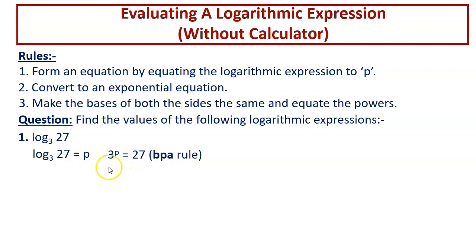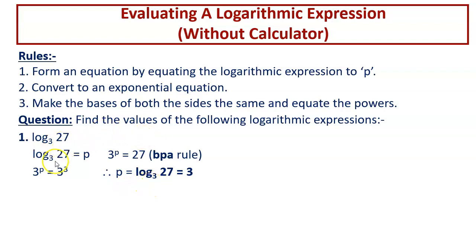Okay. And next what we do? Make the bases of both the sides the same and equate the powers. So we have to write the right hand side as some power of 3. And we know 27 is 3 raised to the power of 3. So we write that. 3 to the power of p is equal to 3 to the power of 3. So now the bases are the same on both the sides, so we can equate the powers. P is equal to 3.